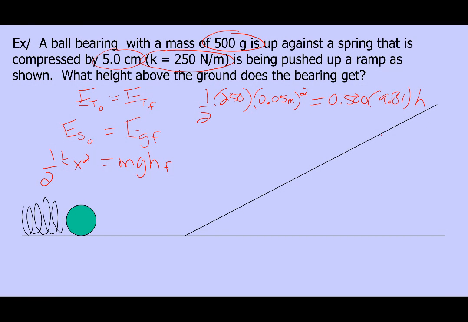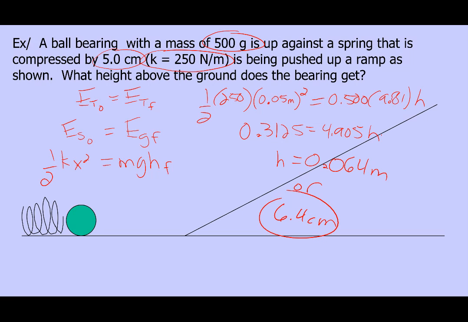I'm going to calculate that stuff on the left. It's 1/2 times 250 times 0.05 squared, and it equals a really small value, 0.3125. That equals 1/2 of 9.81, which is 4.905, times h. So I got 0.3125, and then I just got to divide it by 4.905. That final height is going to be 0.064 meters or 6.4 centimeters. Most of the questions are just like that, where you're just doing one thing.